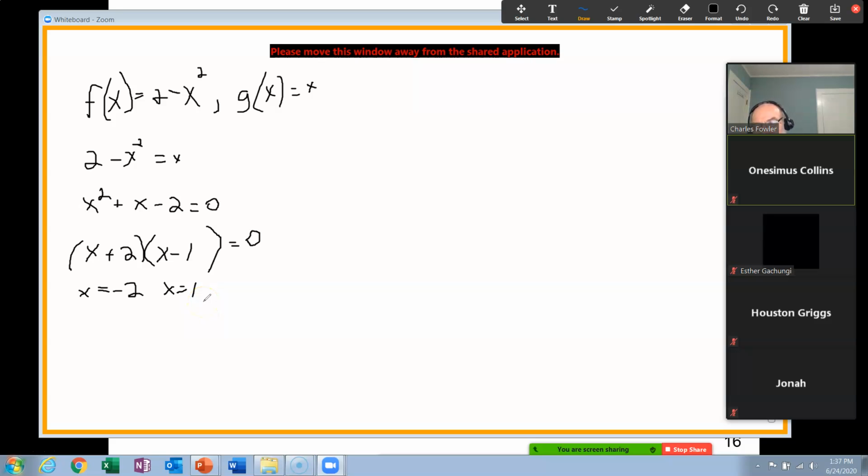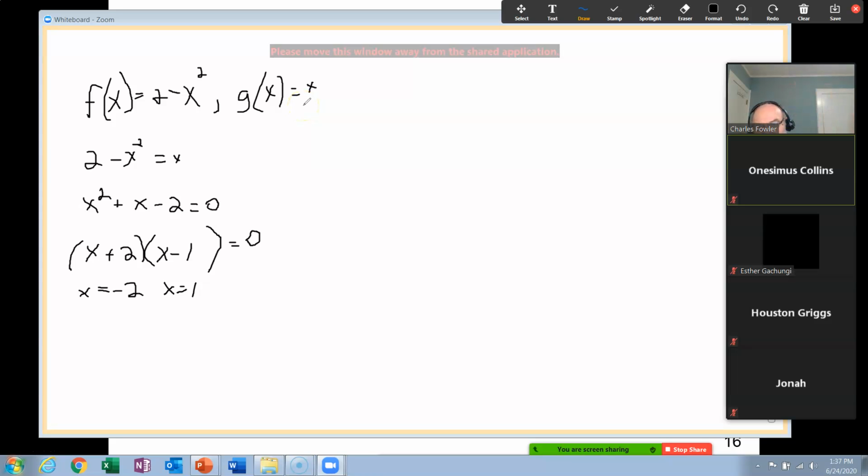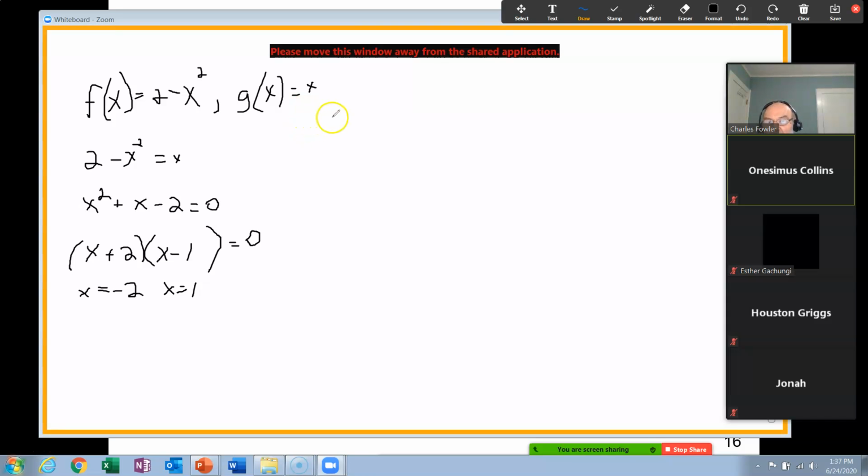Well, let's pick a value in between minus 2 and 1. How about 0? That's one of my favorite numbers in the world. At 0, this is 2 and that's 0. So f of x looks like it's always on top between minus 2 and 1. Now, you can look at the figure in the book, which we'll be looking at in a few minutes. You see that is the case. So therefore, what they ask us to do is find the area of the region bounded by that.